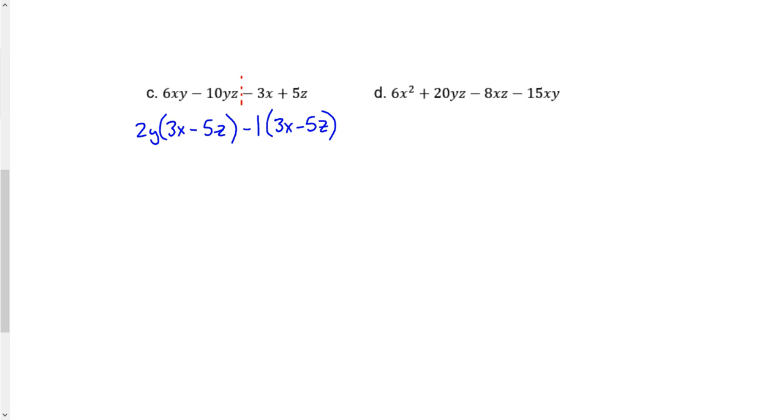Finally, there's our grouping. Let's factor it out. And then we're left with a 2y minus 1.